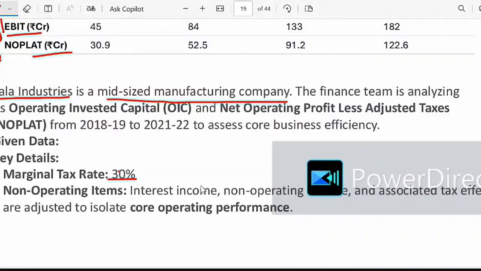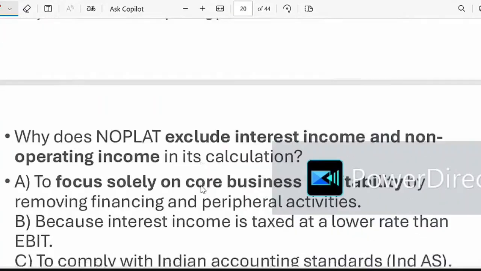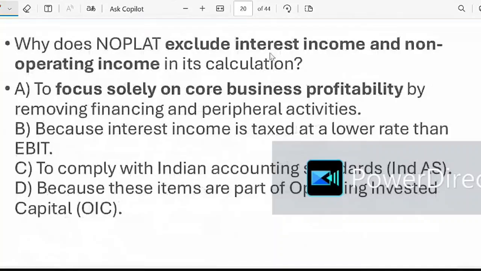Have a look at the question. Let me show you the question here. So the question is, why does NOPLAT exclude interest income and non-operating income in its calculation? Option A, to focus solely on core business profitability by removing financing and peripheral activity. Option B, because interest income is taxed at lower rate than EBIT. Option C, to comply with Indian accounting standard. Option D, because these items are part of OIC.